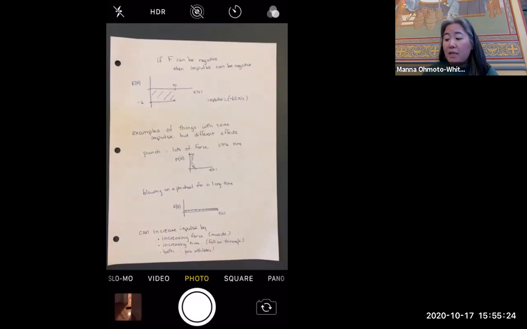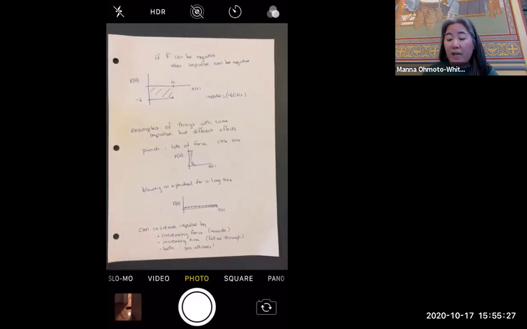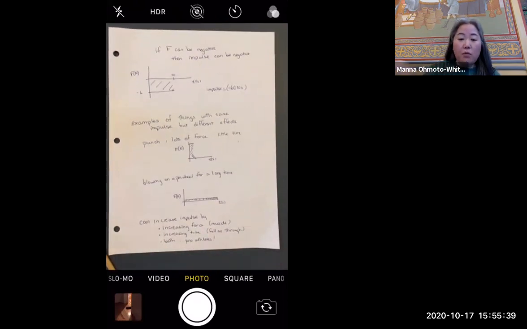Examples of things that have the same impulse but different effects: I can have a punch, right? That's somebody hitting you with a great amount of force, but over a little bit of time. So it hurts a lot, but it's only for a little bit. Or a very small force for a very long period of time, like blowing on a pinwheel. The force of my breath is certainly not very strong, but if I apply it for a long period of time, I could conceivably create the same amount of impulse as a punch could.